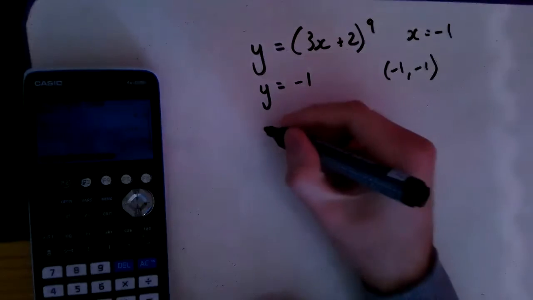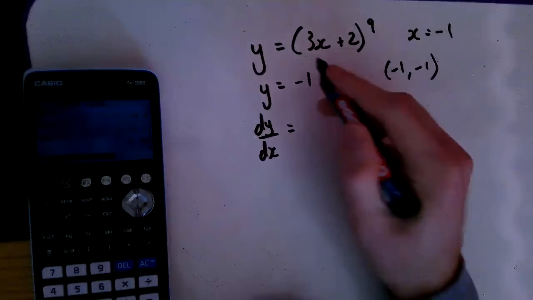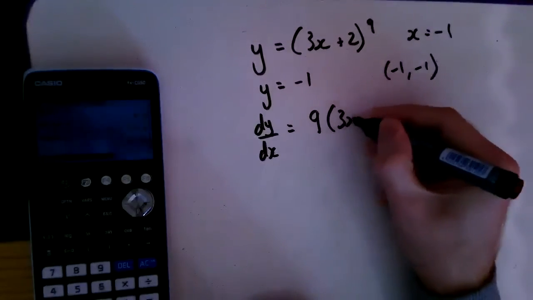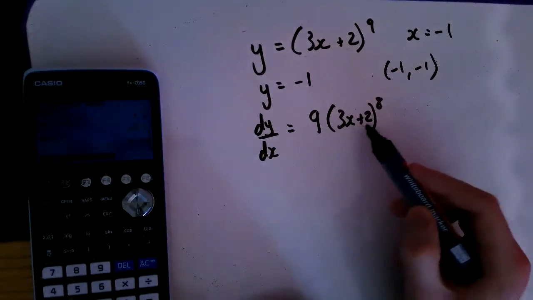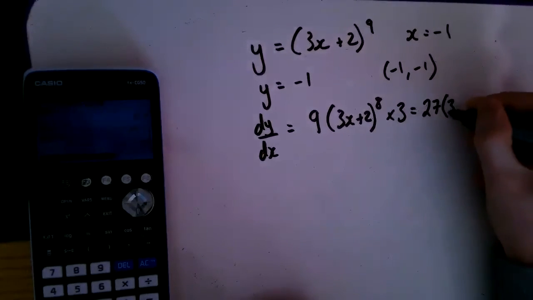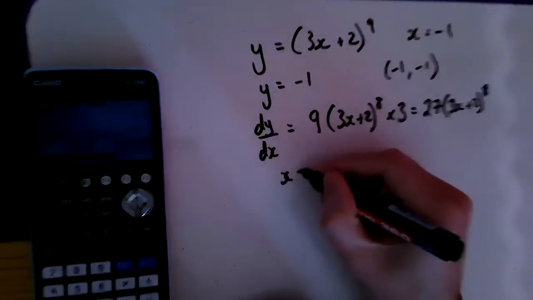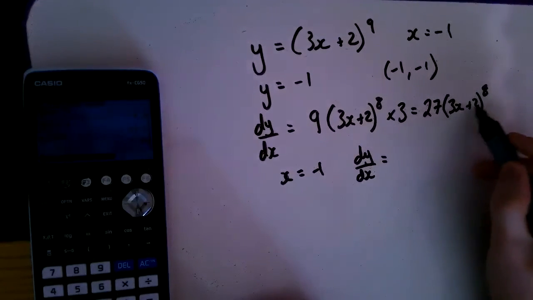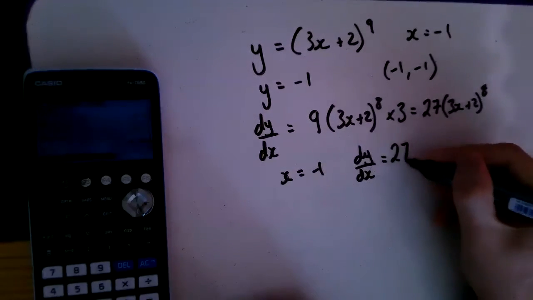Now I need the gradient, so I need to differentiate. So the rule for brackets, remember, I times by the power, take away 1 from the power, but I need a times by the derivative of this function. So 3x plus 2 differentiates to 3, times by 3, so 27, 3x plus 2 power 8. Sub in x is minus 1, and I get dy by dx. Well, that gives me minus 1, power 8 gives me positive 1 times 27, it's 27.